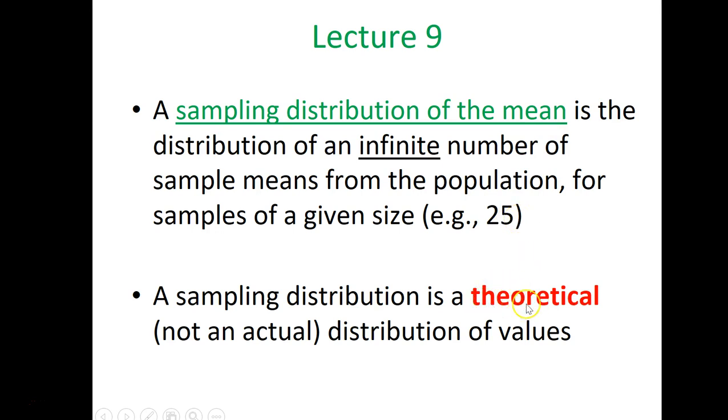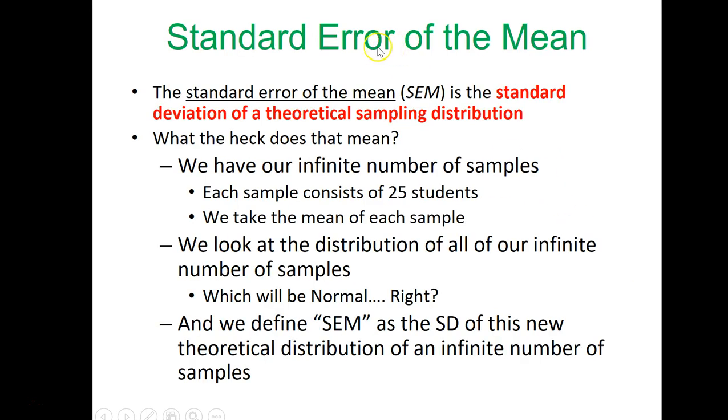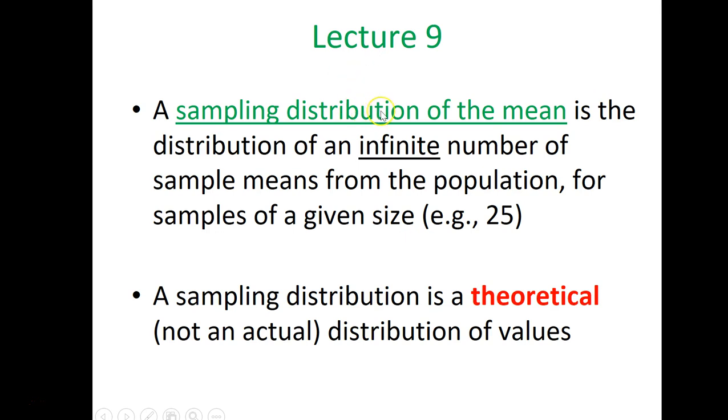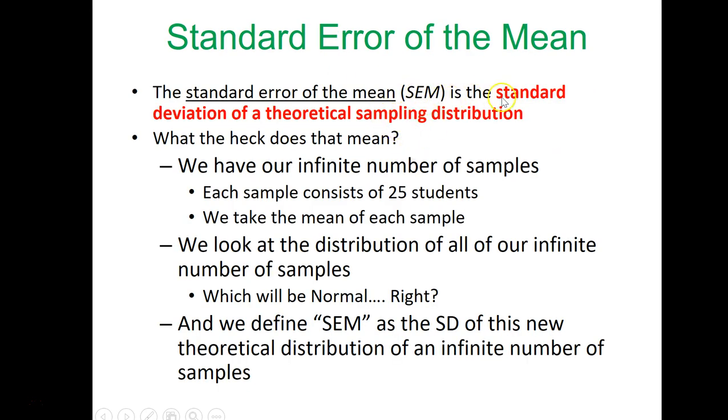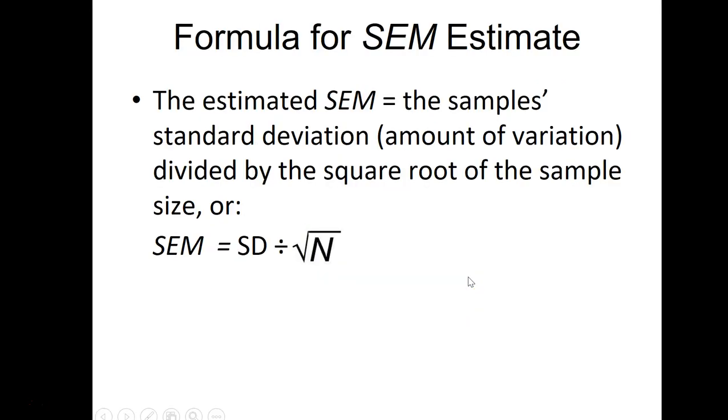Okay, it's a theoretical distribution because I'm not going to pick 25 kids a billion times. I'm not going to do it. If I did, I'm pretty sure I'd find that distribution. The standard error of the mean, as opposed to the sampling distribution of the mean, is the standard deviation of that thing I just made. So I took all those kids and I wrote down their IQs. If I now compute the standard deviation of that sample, that is the SEM, the standard error of the mean. It's just the standard deviation of this theoretical construct.